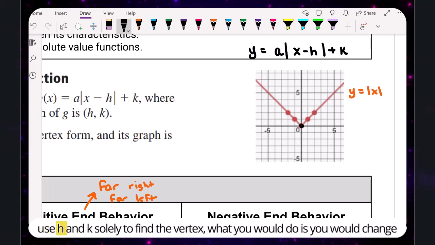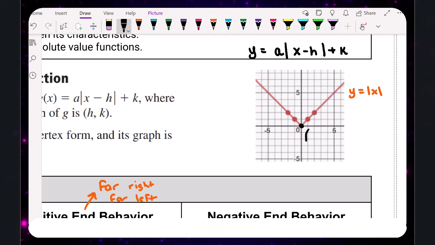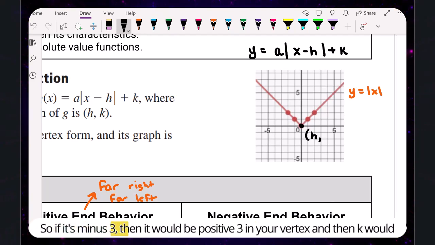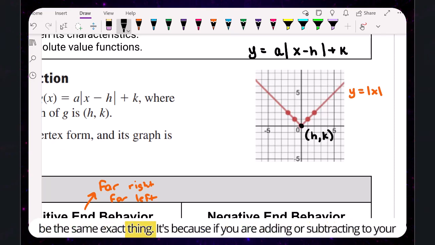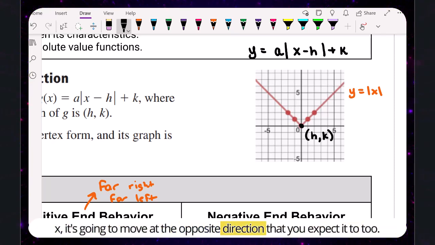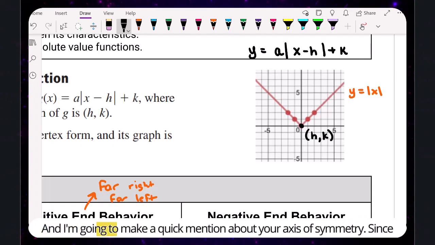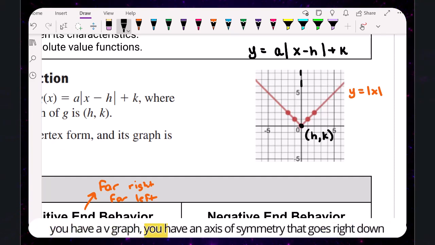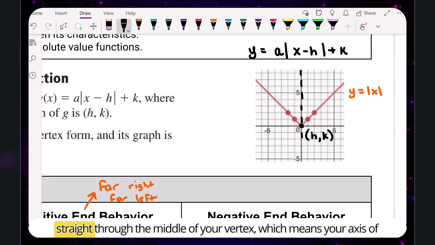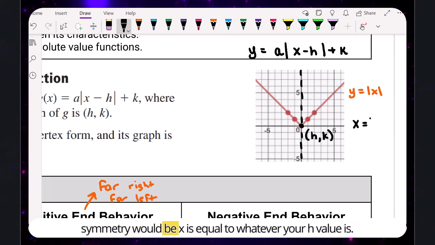If you were going to use h and k solely to find the vertex, you would change the sign of the h. So if it's minus 3, it would be positive 3 in your vertex, and k would be the same exact thing. It's because if you are adding or subtracting to your x, it's going to move it the opposite direction that you expect. And a quick mention about your axis of symmetry: since you have a V-graph, you have an axis of symmetry that goes straight through the middle of your vertex, which means your axis of symmetry would be x is equal to whatever your h value is.